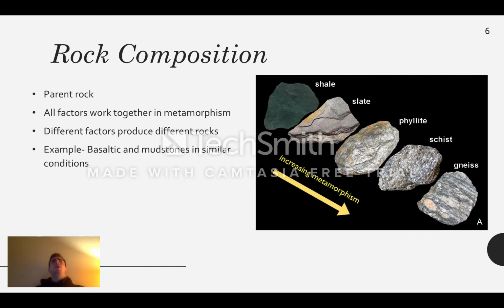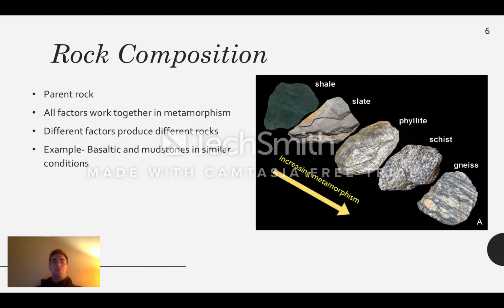So rock composition has many aspects, but the main one is what the rock is comprised of, which is the parent rock. That sounds kind of weird, but the parent rock is the main reason for the minerals in the metamorphic rock, because a parent rock doesn't just create another rock; it is transformed into the new rock. That's how it gets its minerals, because it doesn't completely change and start over.